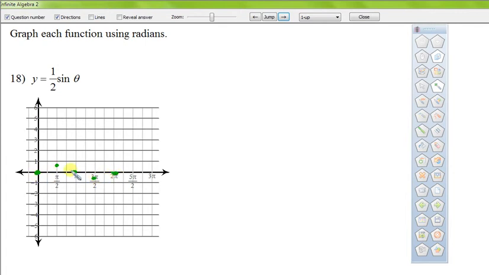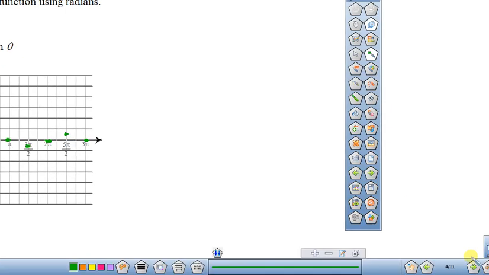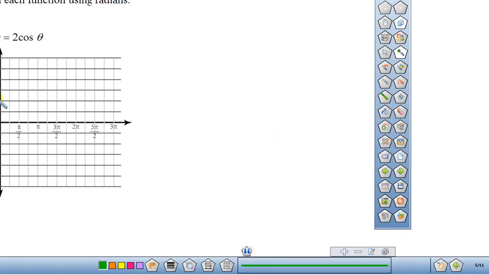And that completes one cycle of the sine curve. Again, you can keep going with this pattern, and then you have 1.5 cycles. Let's take a look at the next one. This is question number 19.